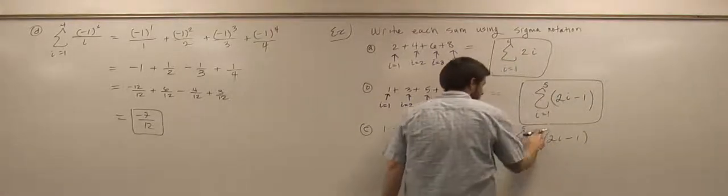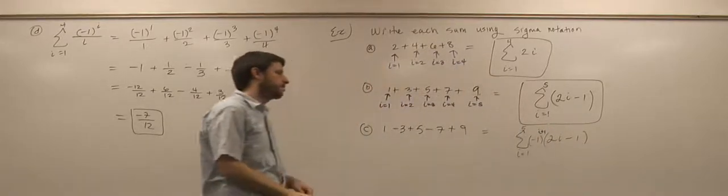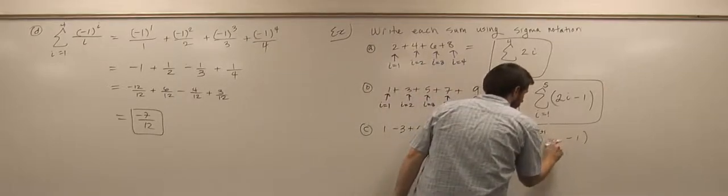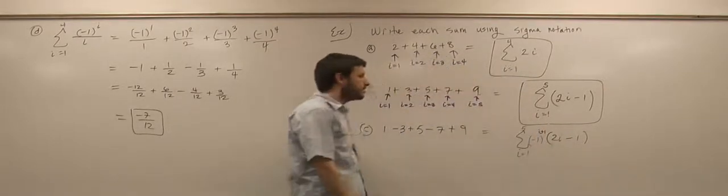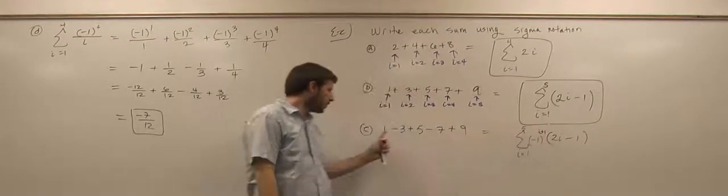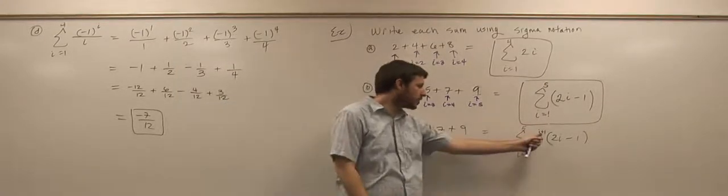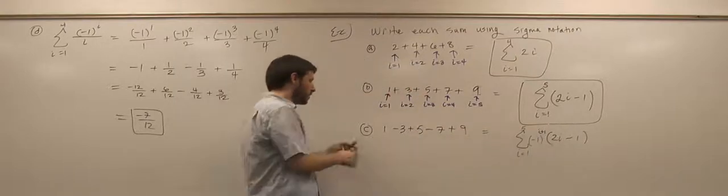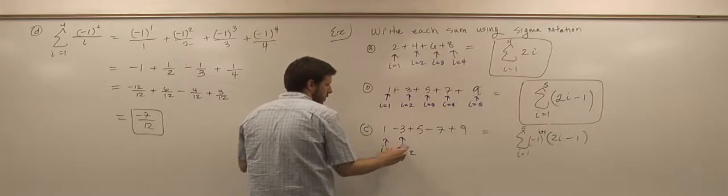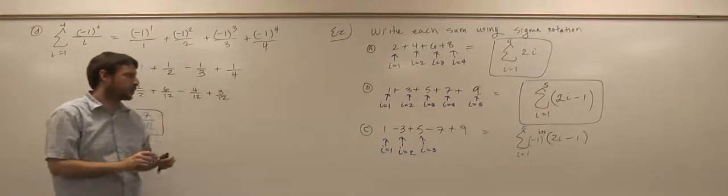They'll both accomplish the same thing. -1 to the I plus 1 times 2I minus 1. Right, because then when you plug in I equals 1, you get -1 squared, which will keep this positive. When you plug in 2, you'll get -1 to the third. So when I equals 2, you're getting negative. When I equals 3, you'll get -1 to the fourth, which is positive. So it checks out.